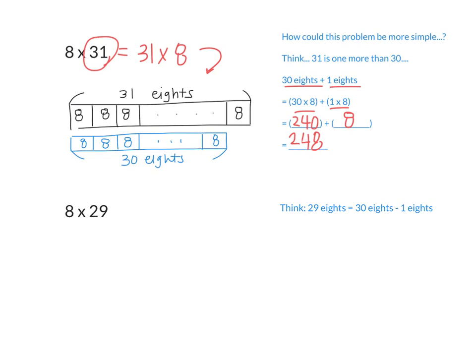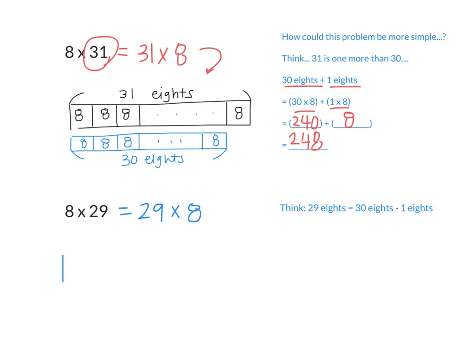Okay, let's try it with this other problem. We have 8 times 29 now. Well, I know using the commutative property, that's the same as 29 times 8. Right? So I can think to myself, 29 is really close to what number? 30. So I can think to myself, 29 eighths is the same as 30 eighths minus 1 eighth, right?